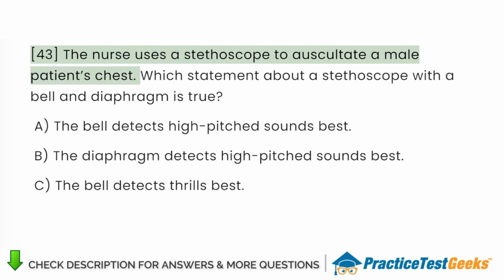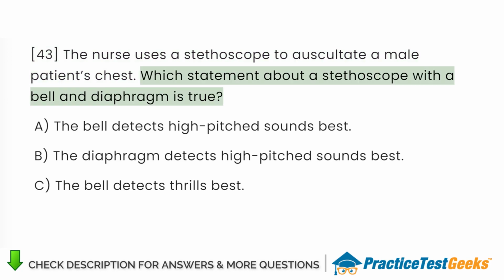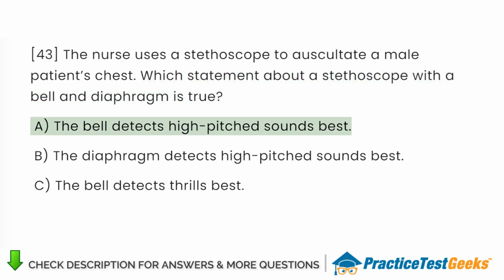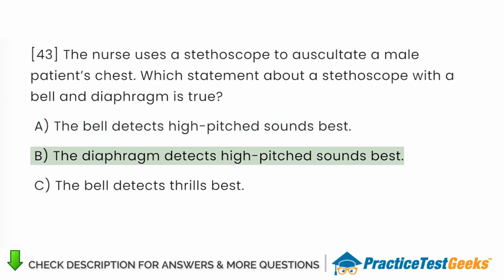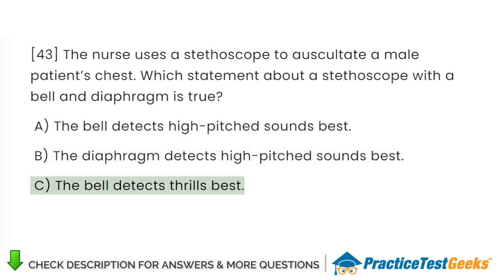The nurse uses a stethoscope to auscultate a male patient's chest. Which statement about a stethoscope with a bell and diaphragm is true? A. The bell detects high-pitched sounds best. B. The diaphragm detects high-pitched sounds best. C. The bell detects thrills best.